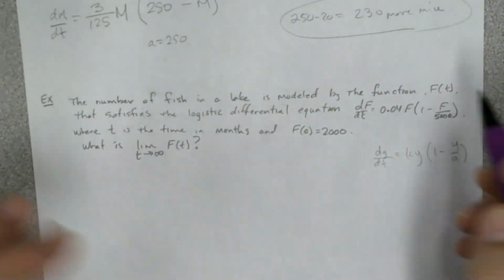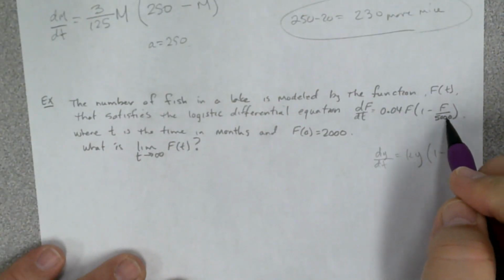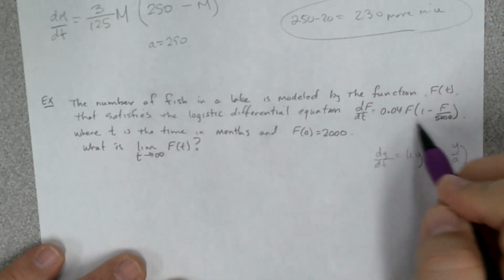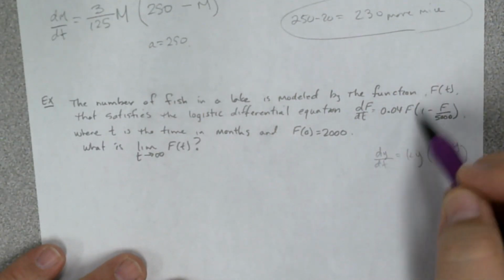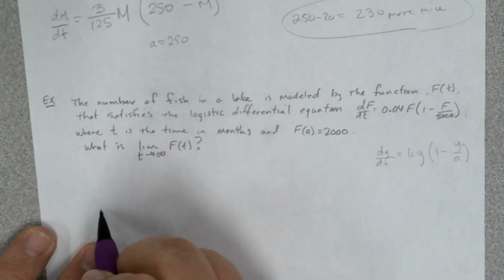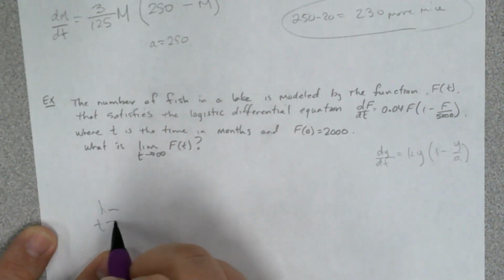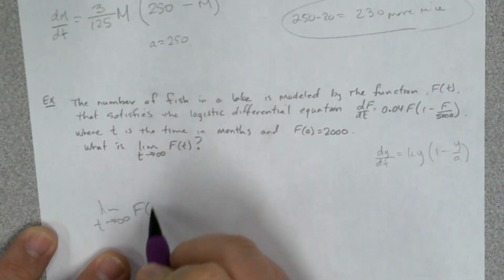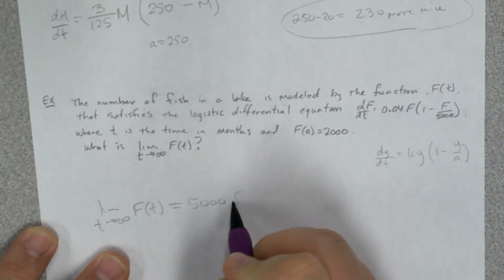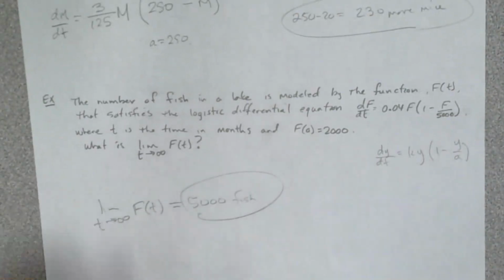You obviously could factor out 1 over 5,000. And when you do that, this number right here in that format will become 5,000, so you can see that A is again 5,000. So what is the limit as t goes to infinity of this function? Well, it's simply just going to be 5,000. The carrying capacity.